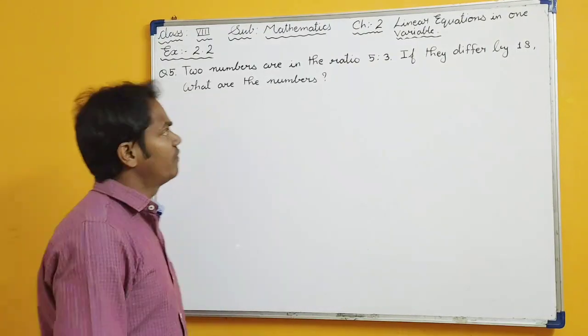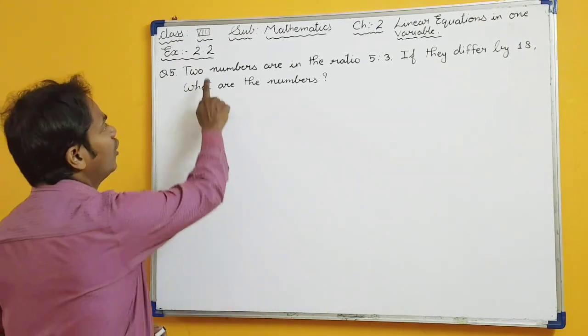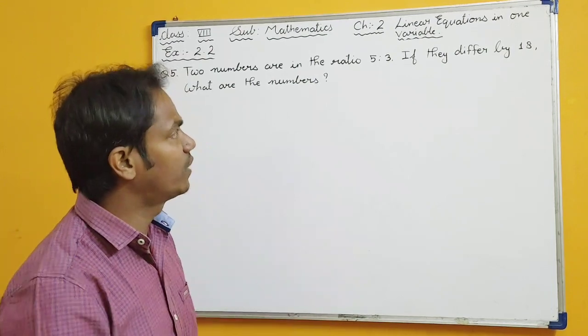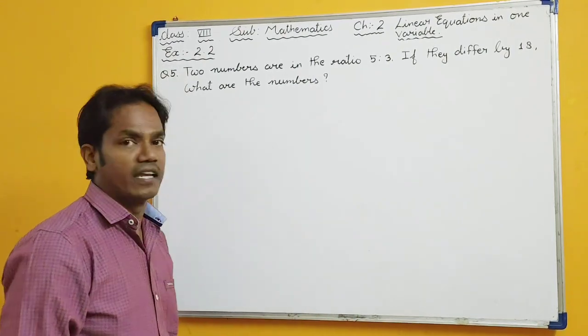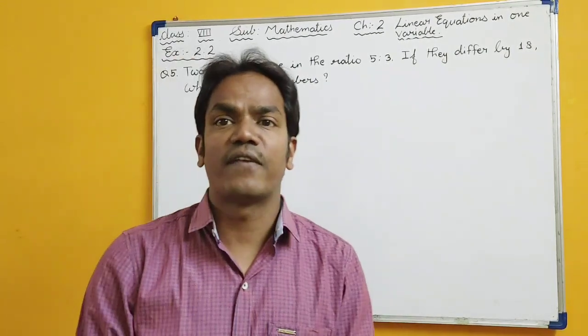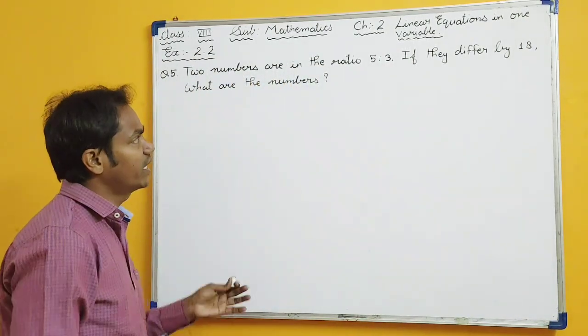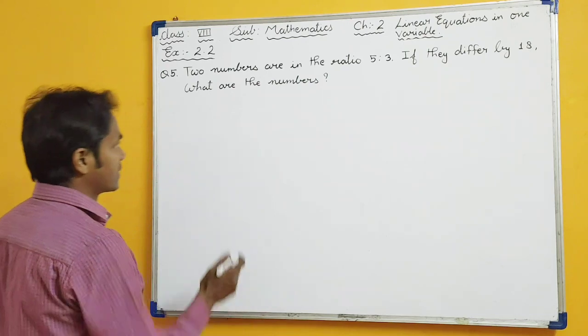Students, now I will solve question number 5. Two numbers are in the ratio 5:3. If they differ by 18, what do you mean by differ? Differ means difference. When you subtract these two numbers, you will get 18. What are the numbers? Very easy question it is.